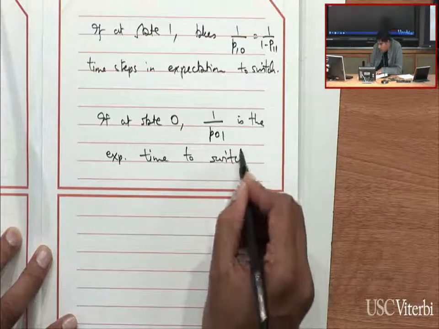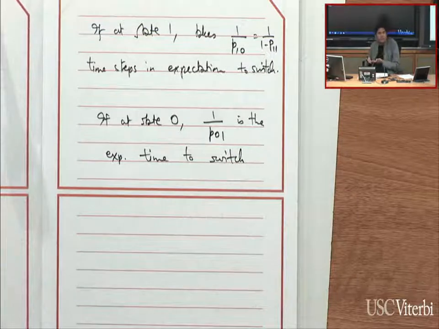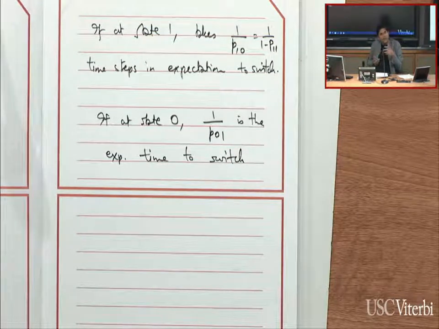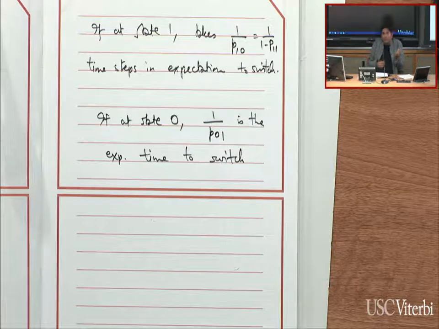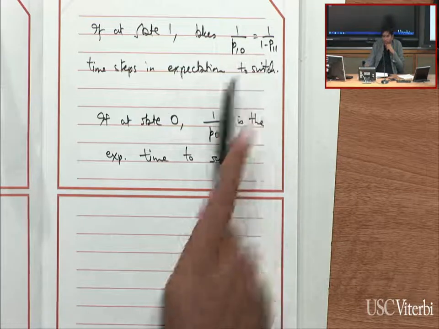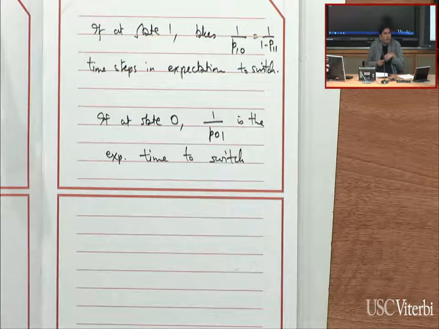So if we were to think about this more positively, this is sort of the coherence time for each of those two states. Now, if I want for my channel a single number representing the coherence time, what would be a good number to pick? Should I pick that number? Should I pick this number? Should I pick a different number?